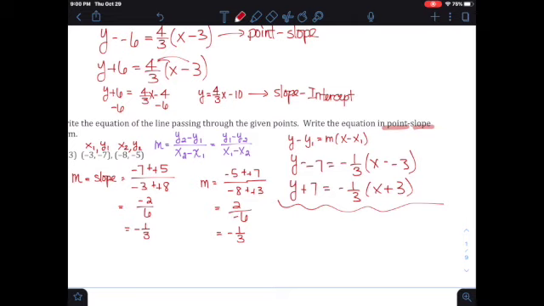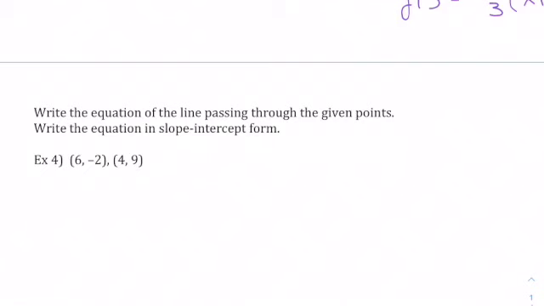Now, some of you guys decide to say, hey, Ms. Wiesman, I like the other point better. Then fine. Using the same equation, you can say y minus negative 5. The number has to be on the y. Okay, equals m, same m, negative 1 over 3 times x minus a negative 8. And the equation will be y plus 5 equals negative 1/3 times x plus 8. That is also an acceptable answer. So there's 2 answers for that.